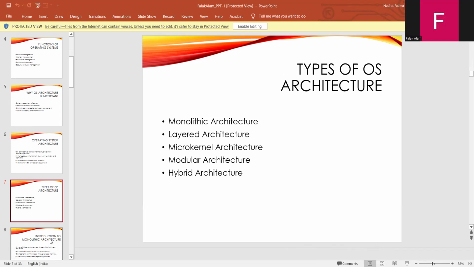Depending upon the service we want, we could combine the architectures and achieve a better performance. And that will go in the category of hybrid architecture.